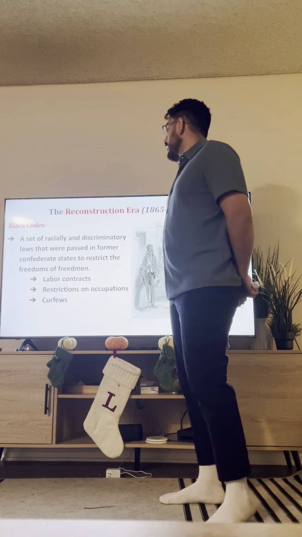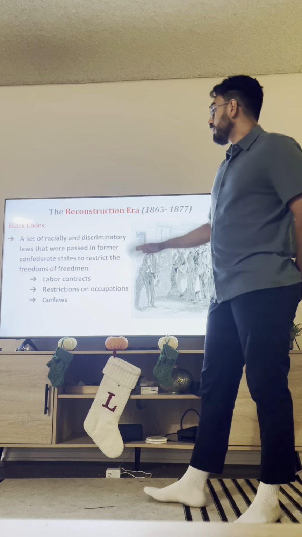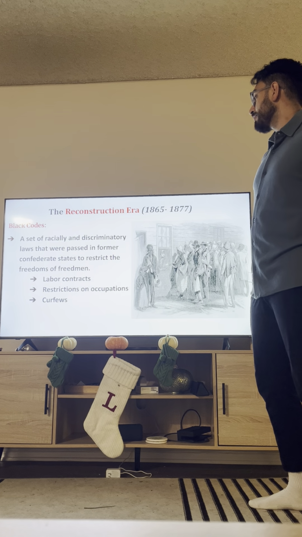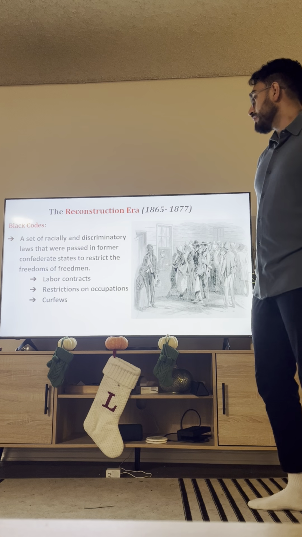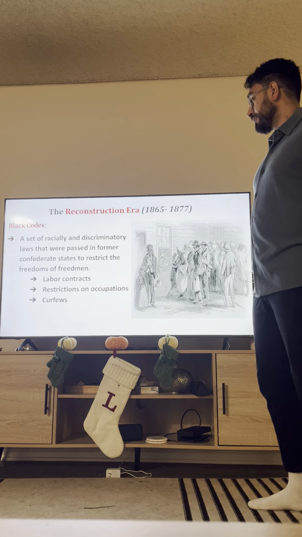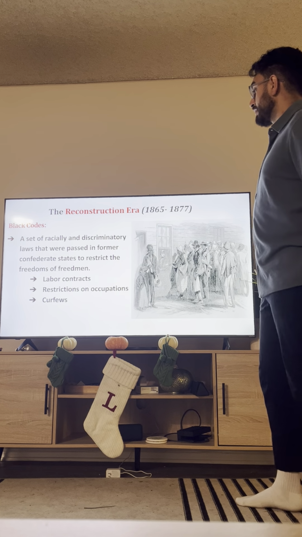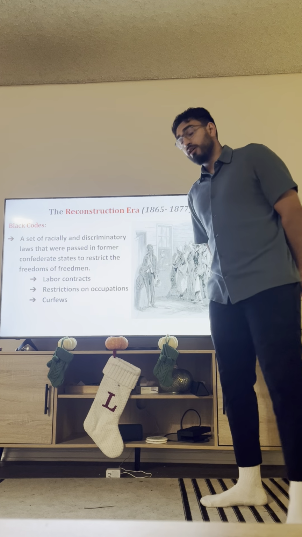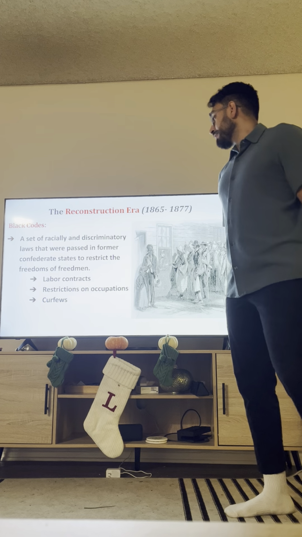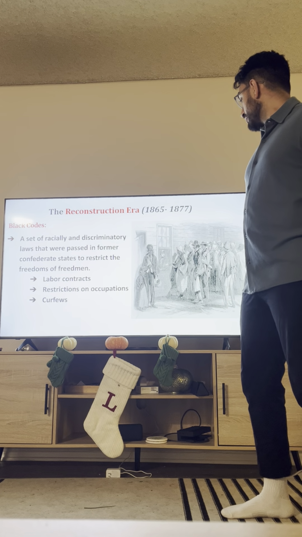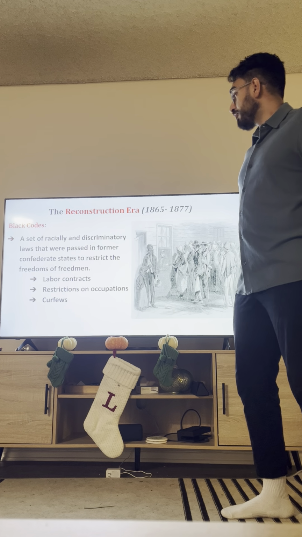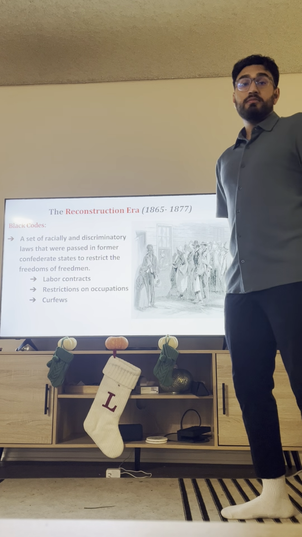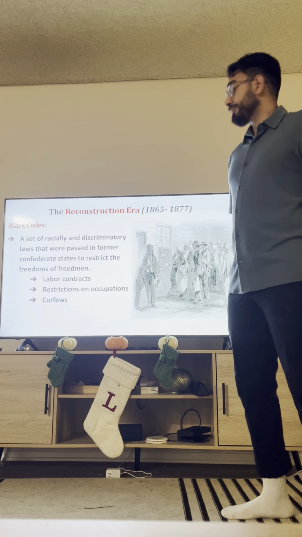Another thing we had during the Reconstruction era were Black Codes. These were a set of racially discriminatory laws that were passed in former Confederate states to restrict the freedoms of freed men. Some of these were labor contracts, which forced African Americans into contracts, and if they were to break these contracts, they would be arrested and put in prison.